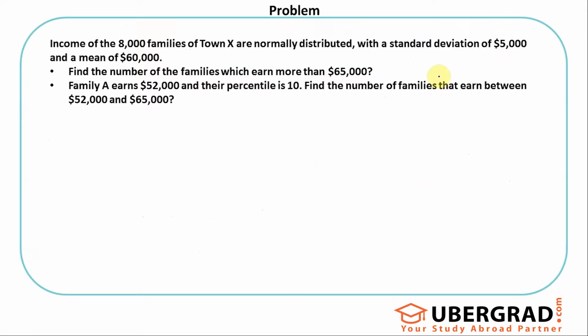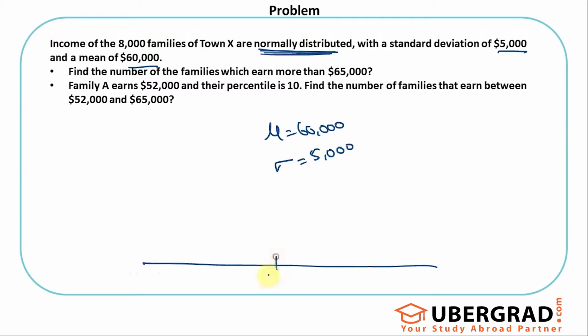So a simple example is this: income of 8,000 families of town X are normally distributed. This is the clue. Then and only then you would use the normal distribution curve, otherwise you would not. They gave the standard deviation, they gave the mean. So first and foremost, when I know it, I would draw the x-axis. This is 60,000. Mu plus sigma is 65,000. Mu plus 2 sigma is 60 plus 2 into 5, 70. 55,000, and this is 50,000. This is the first step you need to do when I know the mean and this.